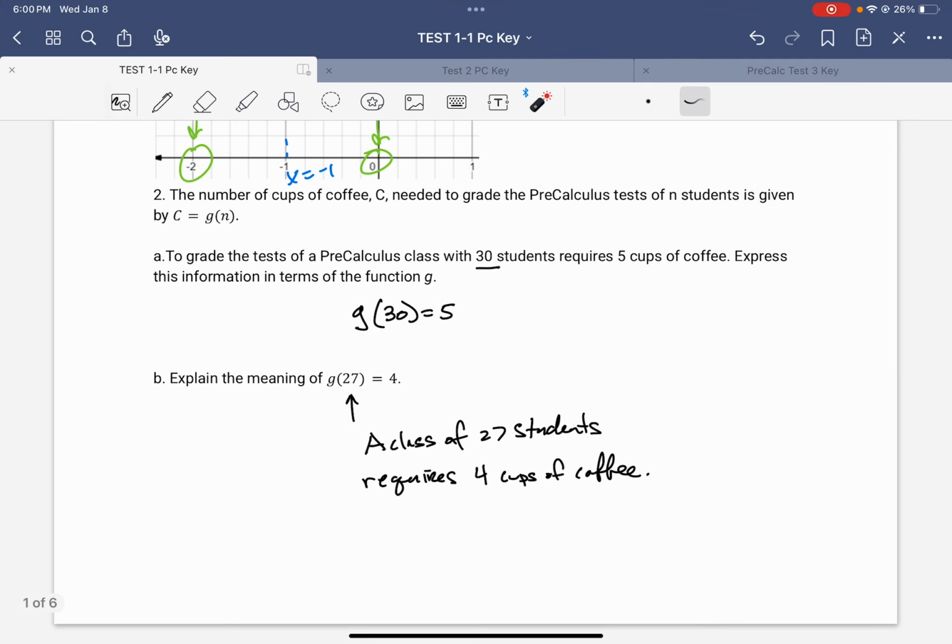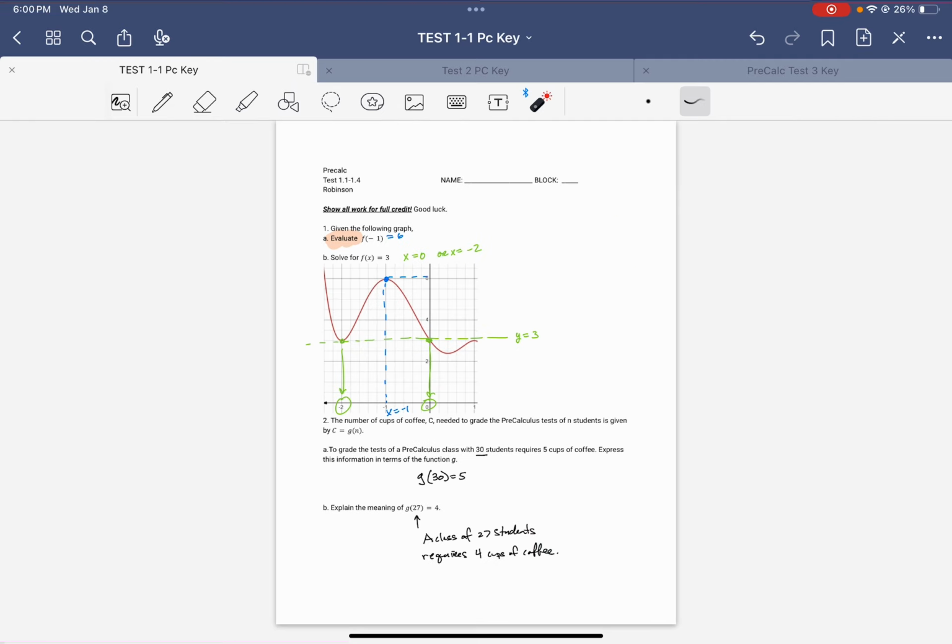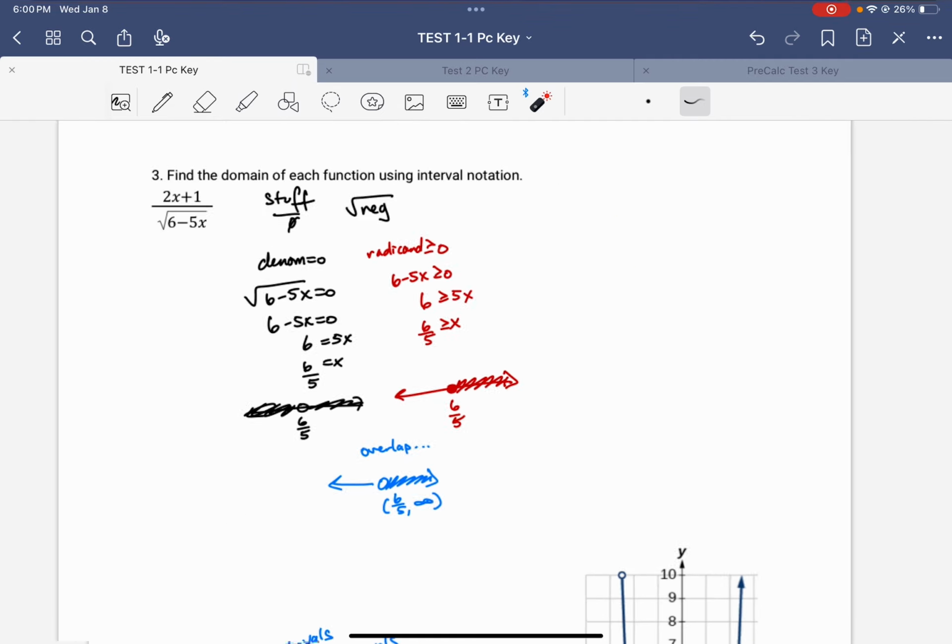Here, when you're talking about grading tests, for 30 students, it takes 5 cups of coffee. So if C is the number of cups of coffee for n students, then G of 30 is equal to 5. And then explain the meaning of G of 27 is equal to 4. It means for a class of 27 students, it requires 4 cups of coffee.